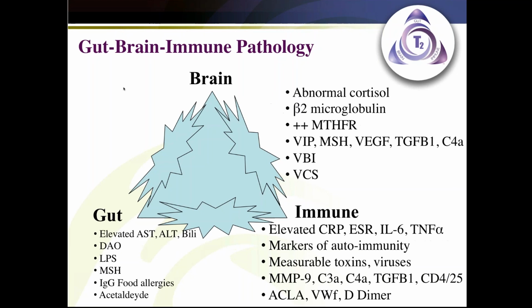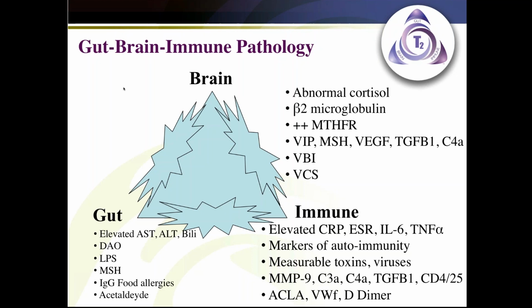Here is a variety of markers that I draw in my patients with gut immune brain abnormalities when I'm thinking about biological toxins. In this particular triad, I've labeled out some of the innate immune markers, including the MMP9, C3A, C4A, TGF-beta1, Treg cells, meaning CD4, CD25, as well as the hypercoagulability states. And then in the brain, we have the neuropeptides, the VIP and MSH, as well as the applicability now of volumetric brain scans and visual contrast study. We can measure beta-2 microglobulin, which gives us some indication of blood-brain barrier integrity. There are other markers for that as well.